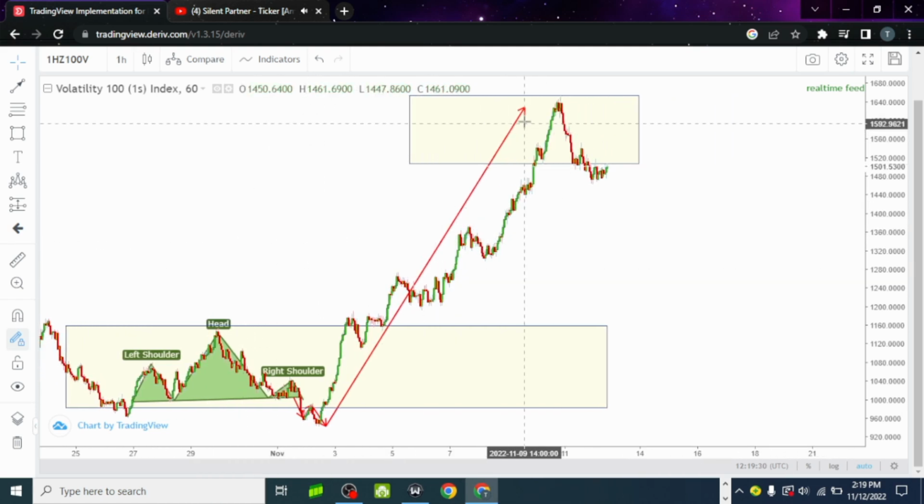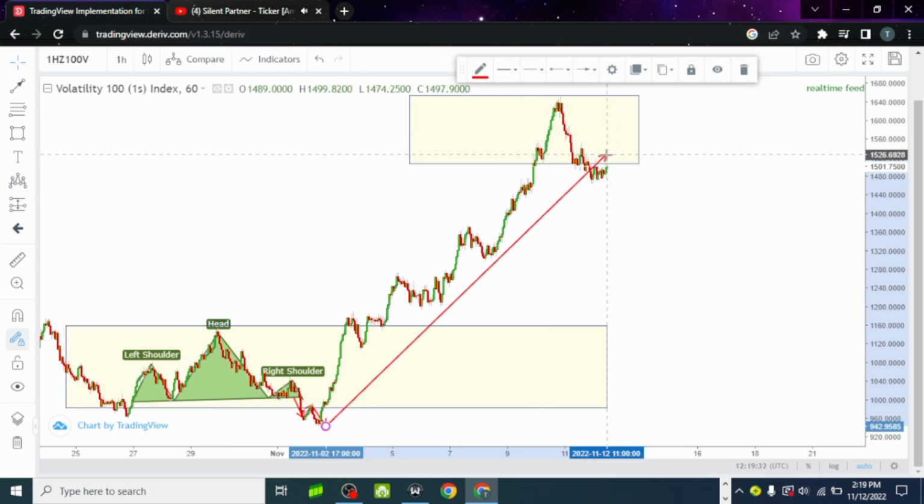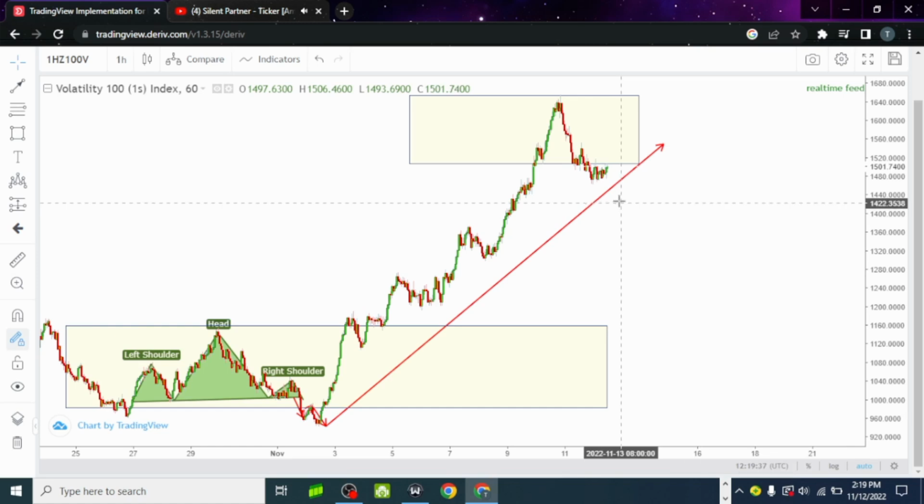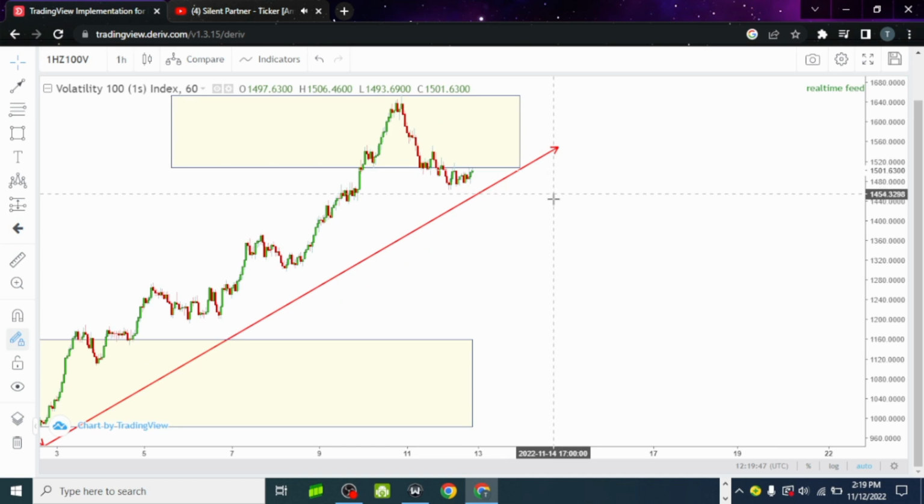So on the current situation for volatility 300, as you can see here, you have got an extension to the upper side, which is here, and the price is playing in the supply zone. And whenever we see a formation of a head and shoulder pattern in this certain zone here, it will be valid, just like this certain zone here.